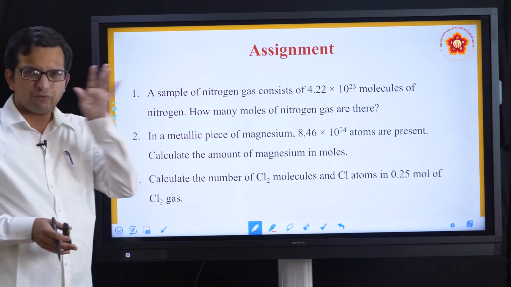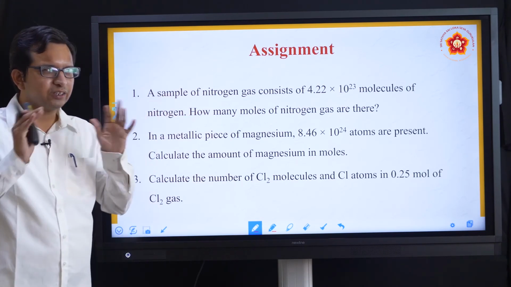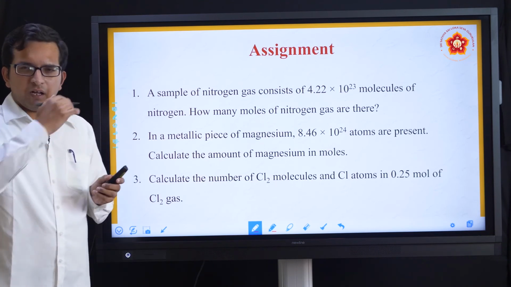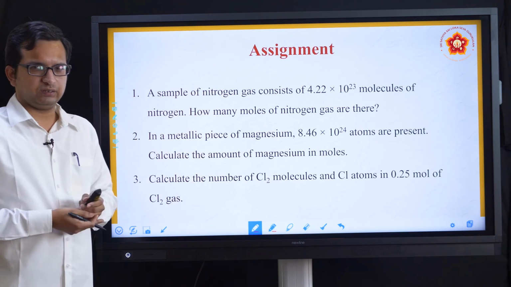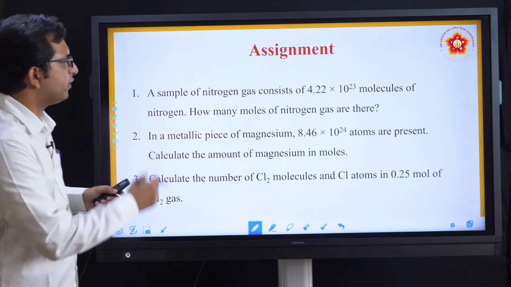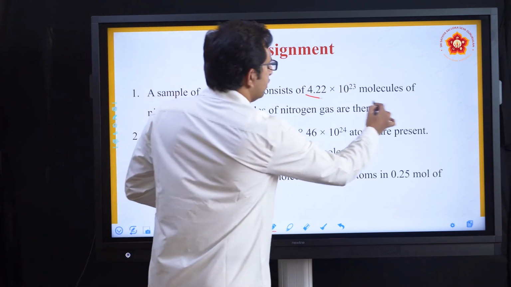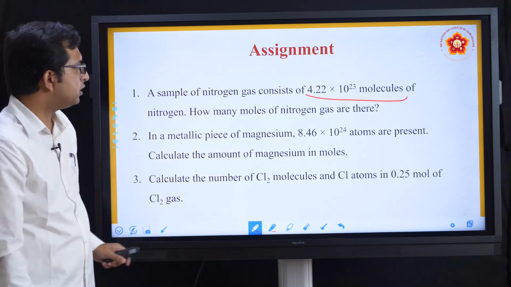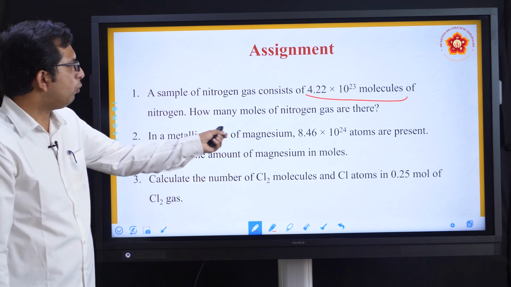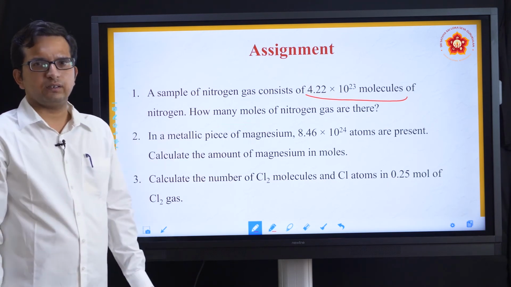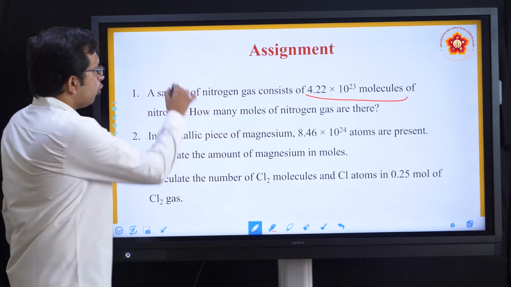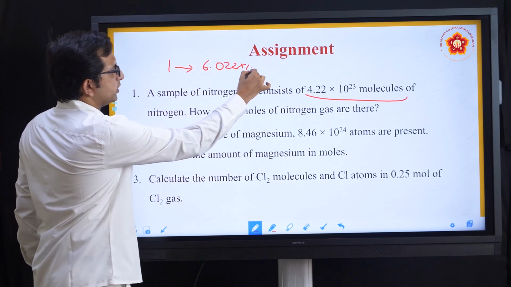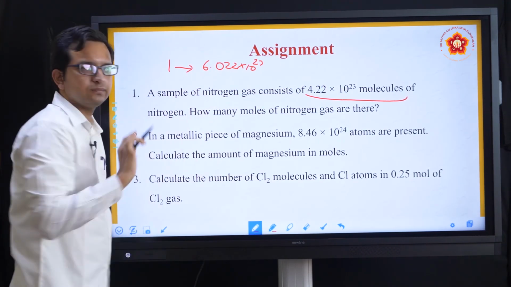A small assignment for you just to see to it that you have understood this concept well. A new concept, don't be panicked by that. A little practice and you can get this very easily. A sample of nitrogen gas consists of 4.22 into 10 raised to 23 molecules of nitrogen. How many moles of nitrogen gas are there? Just be clear with that. 1 mole is equal to 6.022 into 10 raised to 23. This is a known fact for us.